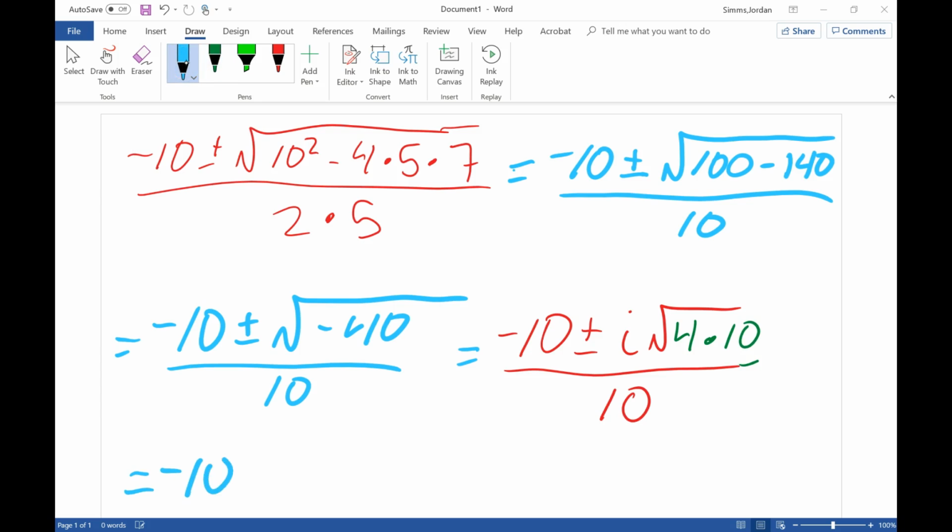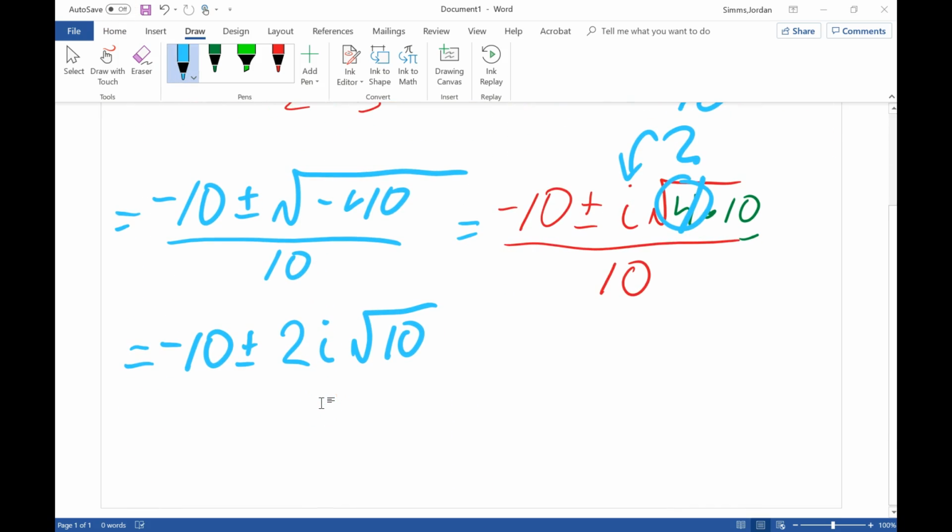So I'll just rewrite this again. Negative 10 plus or minus. Now the square root of 4 is 2. So 2 times i gives us 2i root 10. And root 10 we'll just leave as it is. We can't factor anything out of that. There's no way we can reduce this. But again, this is still all over 10.